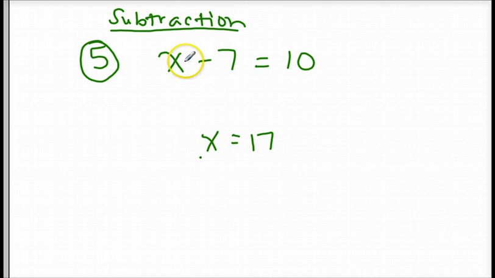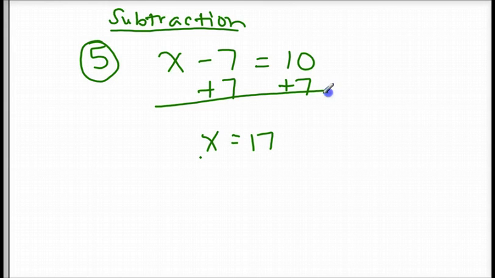So what do we want to do? We want to get this x alone. We want to add 7 to both sides. Why would we add 7 to both sides? Well, because this gives me 0. So what do we have left over here? Just our x, which is what we want. And over here we have 10 plus 7, and that equals 17.